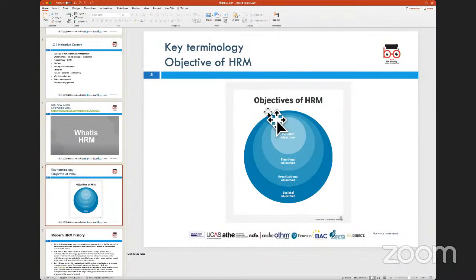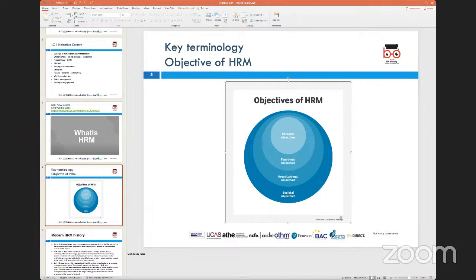Now, in terms of key terminology, I put this particular slide on, which shows the key objectives of HRM, just as an overarching view. Key objectives typically include meeting personal objectives, functional objectives, organizational objectives, and societal objectives.